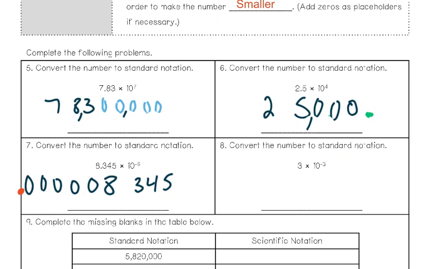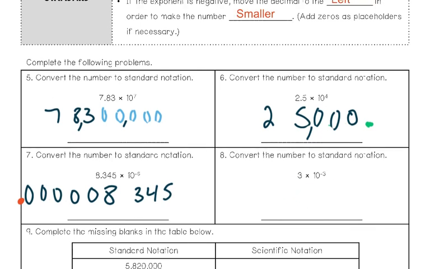Number 8 says the same thing. Convert the number to standard notation. It's written in scientific notation because you have a 1-digit number times 10 to the negative 3rd power. I start by writing my 3. I know that right now the decimal is after the 3 because it's a whole number, and I need to move it 3 to the left. So I need to move it back 3. So I go 1, 2, 3, and stop and put the decimal. I want to put placeholder zeros in for any blank that I filled, and I should have this number 0.003.